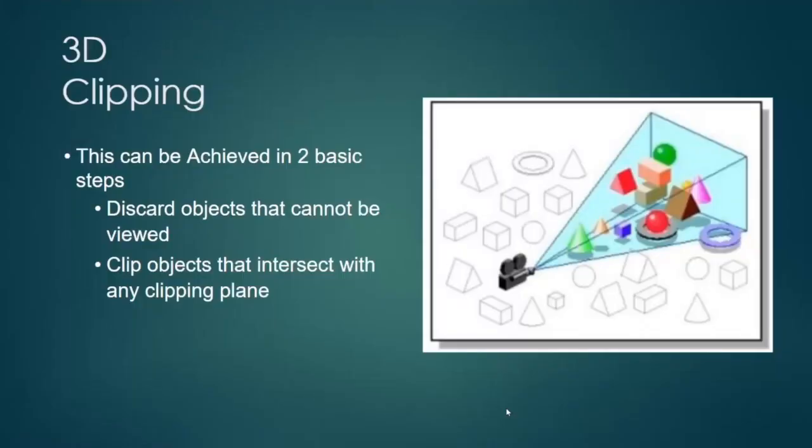So 3D clipping can be achieved in two basic steps. As I said earlier, discard objects that cannot be viewed, and clip objects that intersect with any clipping plane. So this is one of the examples.